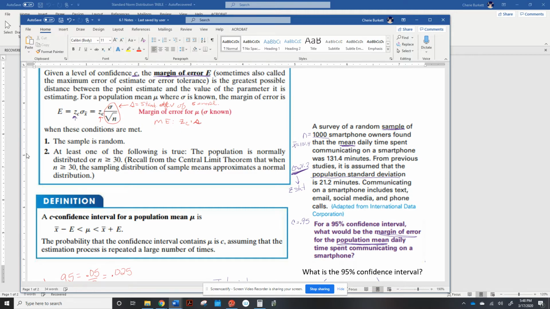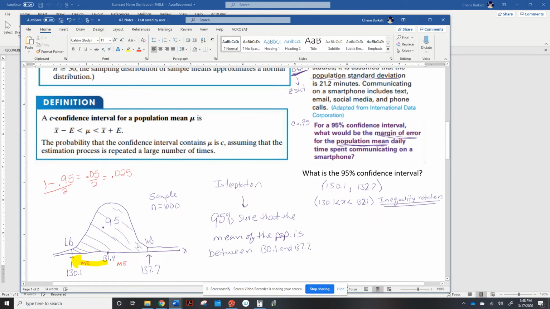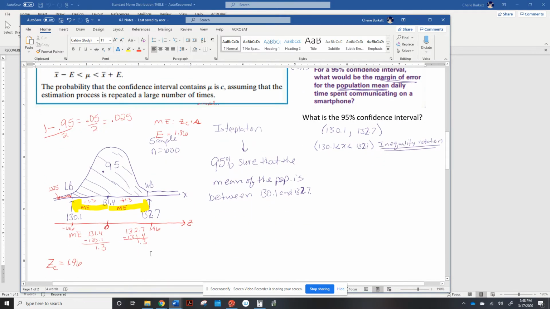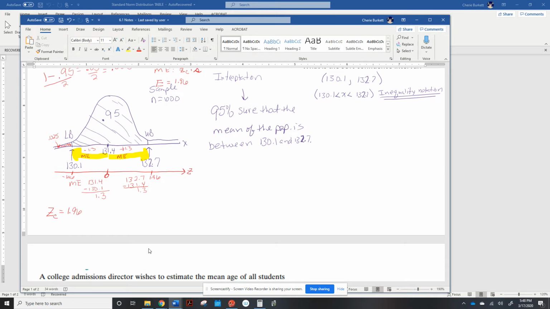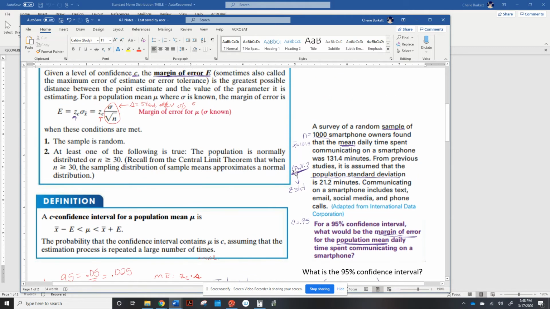So for this calculation, for our margin of error, we would take the 1.96, which is what we found below. We take the 1.96, and the standard deviation of the population was 21.2. So we take the 1.96 and we multiply it times the 21.2 divided by the square root of the sample size.